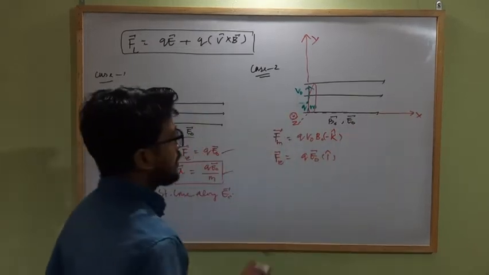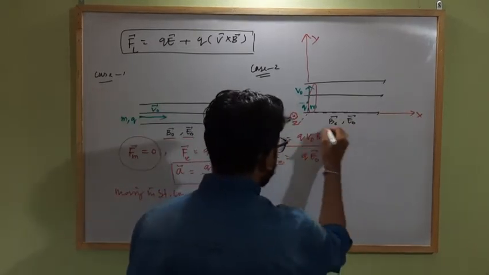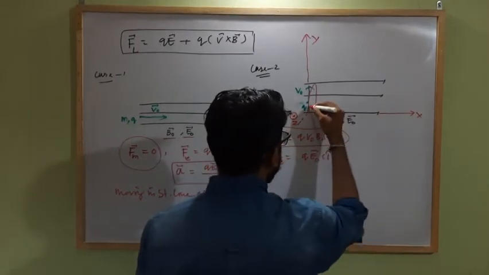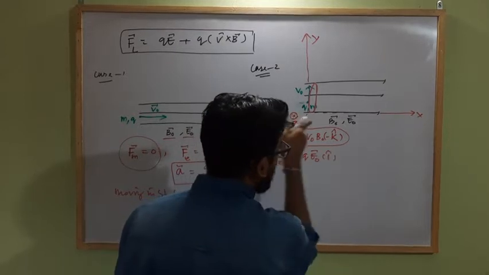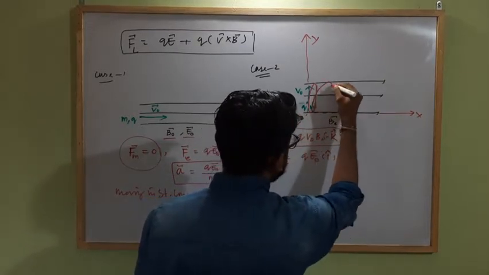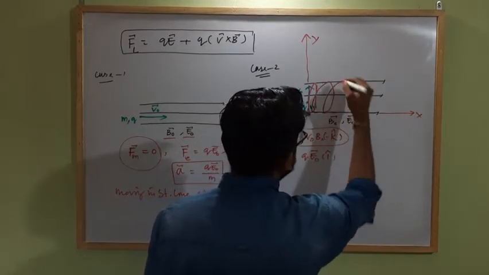along the x axis. So due to the magnetic force, the charged particle starts rotating in a circular path along this, and due to the electrostatic force it moves along the x axis, so the path will be like this, and here it is a helical path.